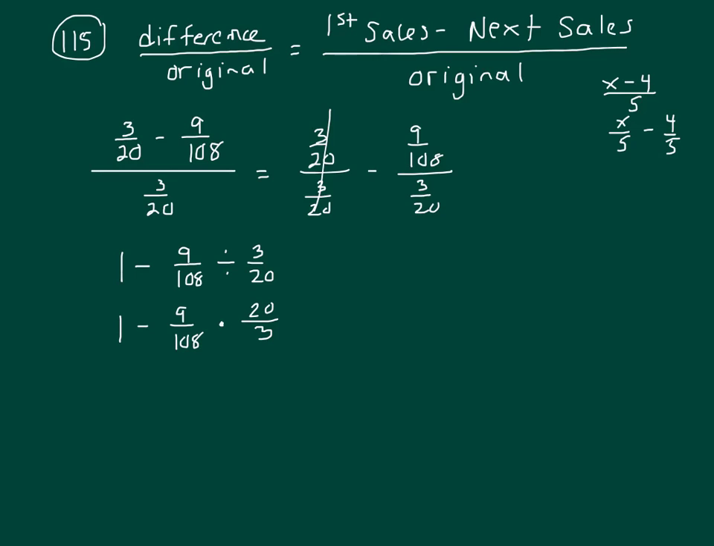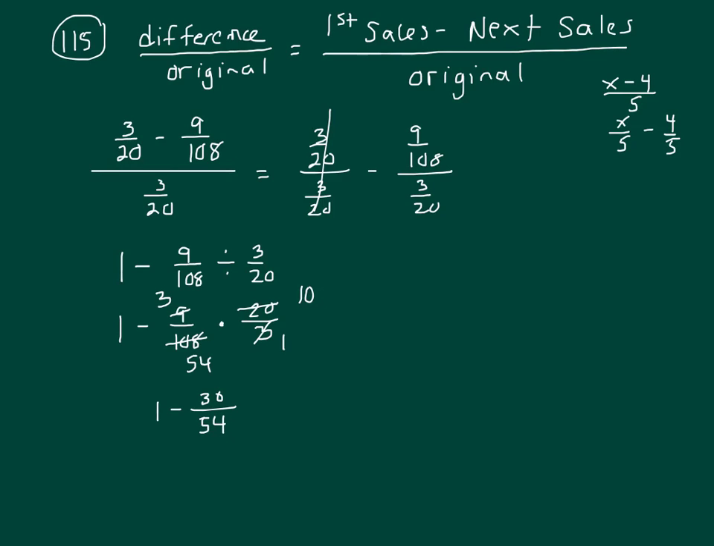Now when you multiply fractions, you can always cancel a common factor in the numerator and denominator. So 3 goes in 3 once, and 3 goes in 9 3 times. And let's go ahead, 2 will go into 20 10 times, and 2 will go into that 54. So now I've got 1 minus 30 over 54. 3 times 10 is 30 over 54.